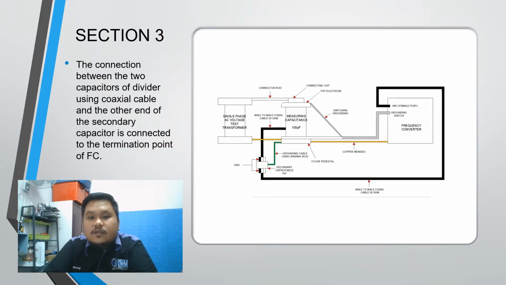The switching grounding is connected to the point in the frequency converter, which is the grounding switch. All the equipment body needs to be grounded using the copper braid that is connected to the grounding on the left.